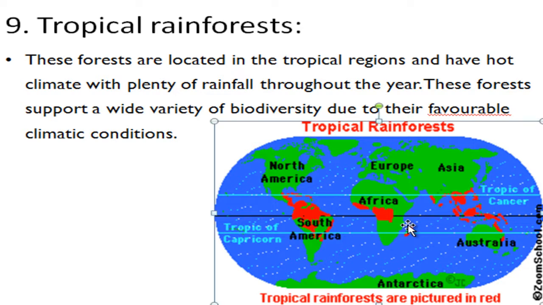As you can see in this figure, those areas that are painted in red color would have the tropical rainforest. Those regions are called the tropical rainforest regions. And the climate would be hot and there would be plenty of rainfall throughout the year. So there would be a wide variety of plants and animals that could survive in the tropical rainforest.